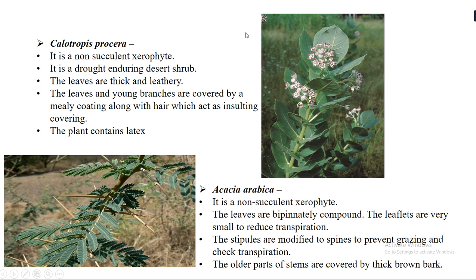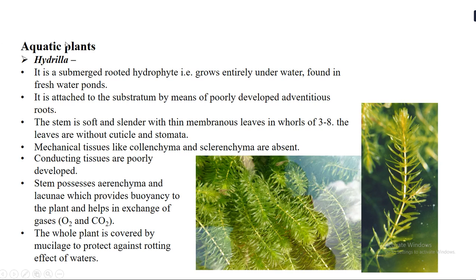The other specimens that can be kept in spot D are aquatic plants. So there are about 3 of these aquatic plants. The first one is Hydrilla. So Hydrilla is a submerged rooted hydrophyte. When we say it is a submerged rooted hydrophyte, that means it grows entirely under the water, and it is mainly found in freshwater ponds.